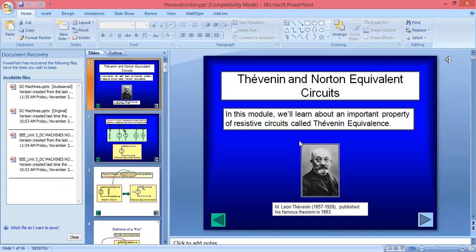a simplified circuit where we will get one voltage source that will be in series with a resistance, or we will get a circuit with one current source that will be in parallel with the same amount of resistance that is in series with the voltage source in the Thevenin equivalent.